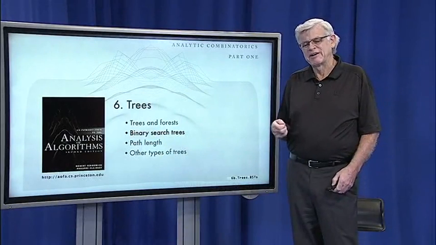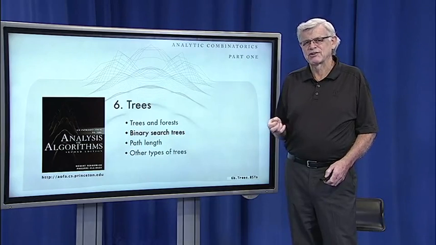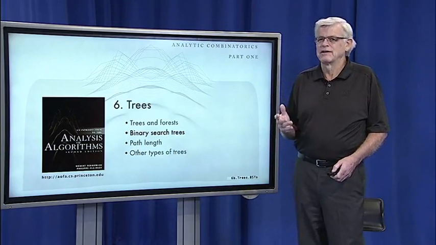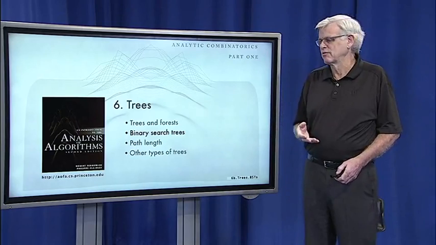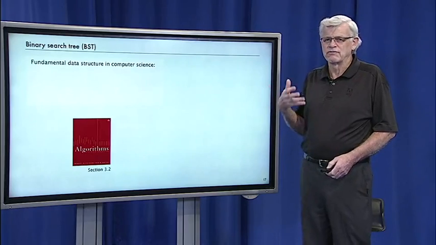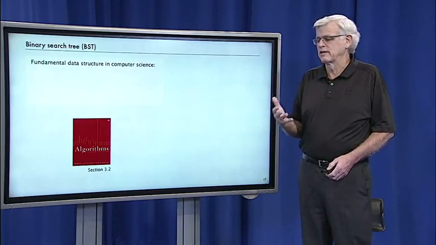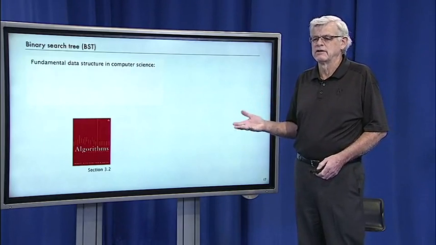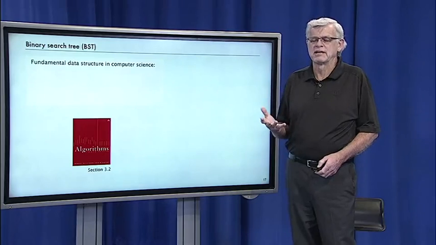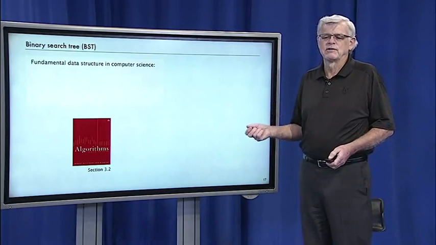Next, we're going to talk about binary search trees. We saw that binary trees are a classic structure in combinatorics, and they're enumerated by the Catalan numbers. But they're also a classic structure in computer science. It's a fundamental data structure that is used for all sorts of things, but one of the most important is for implementing symbol tables, where we have lots of information.